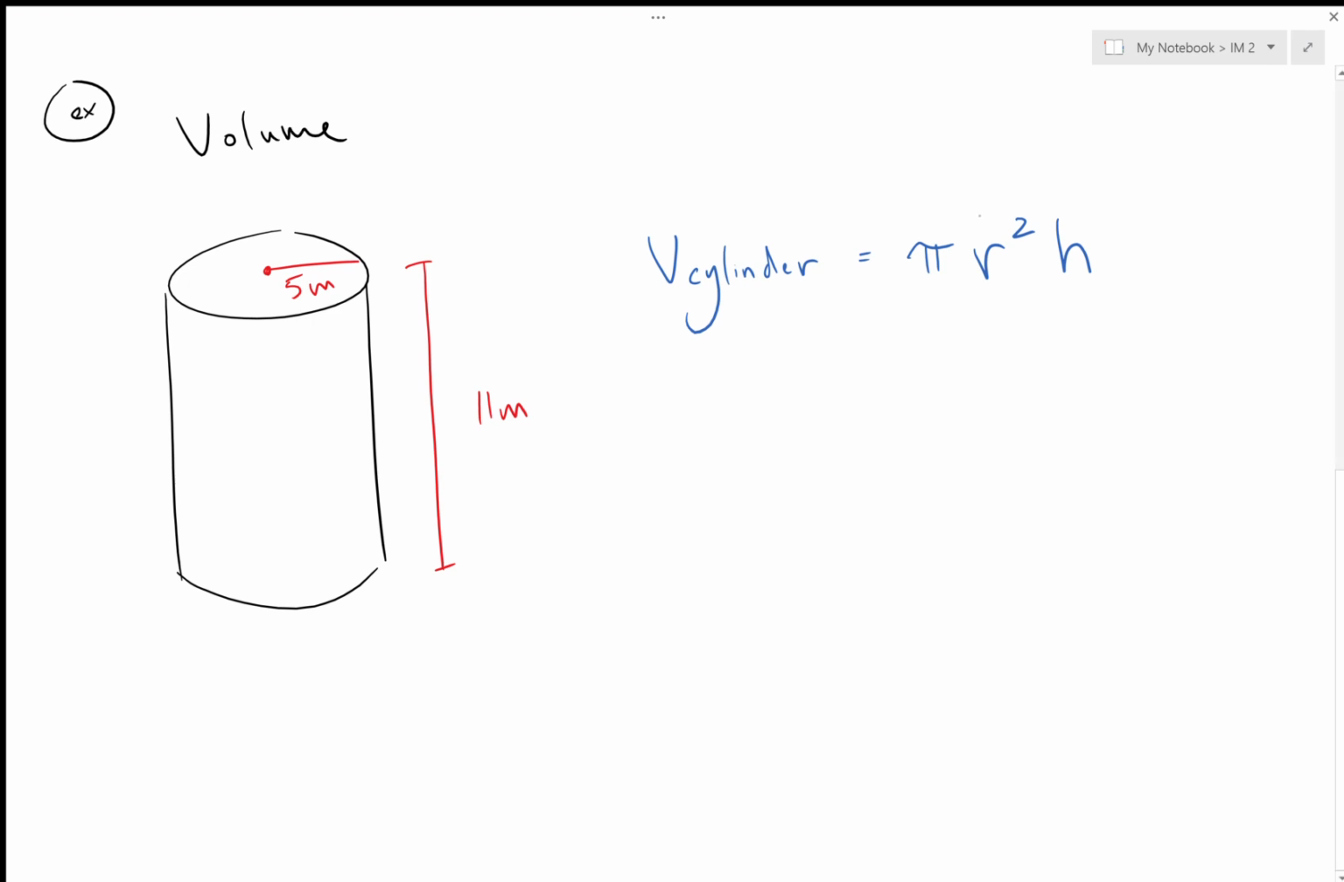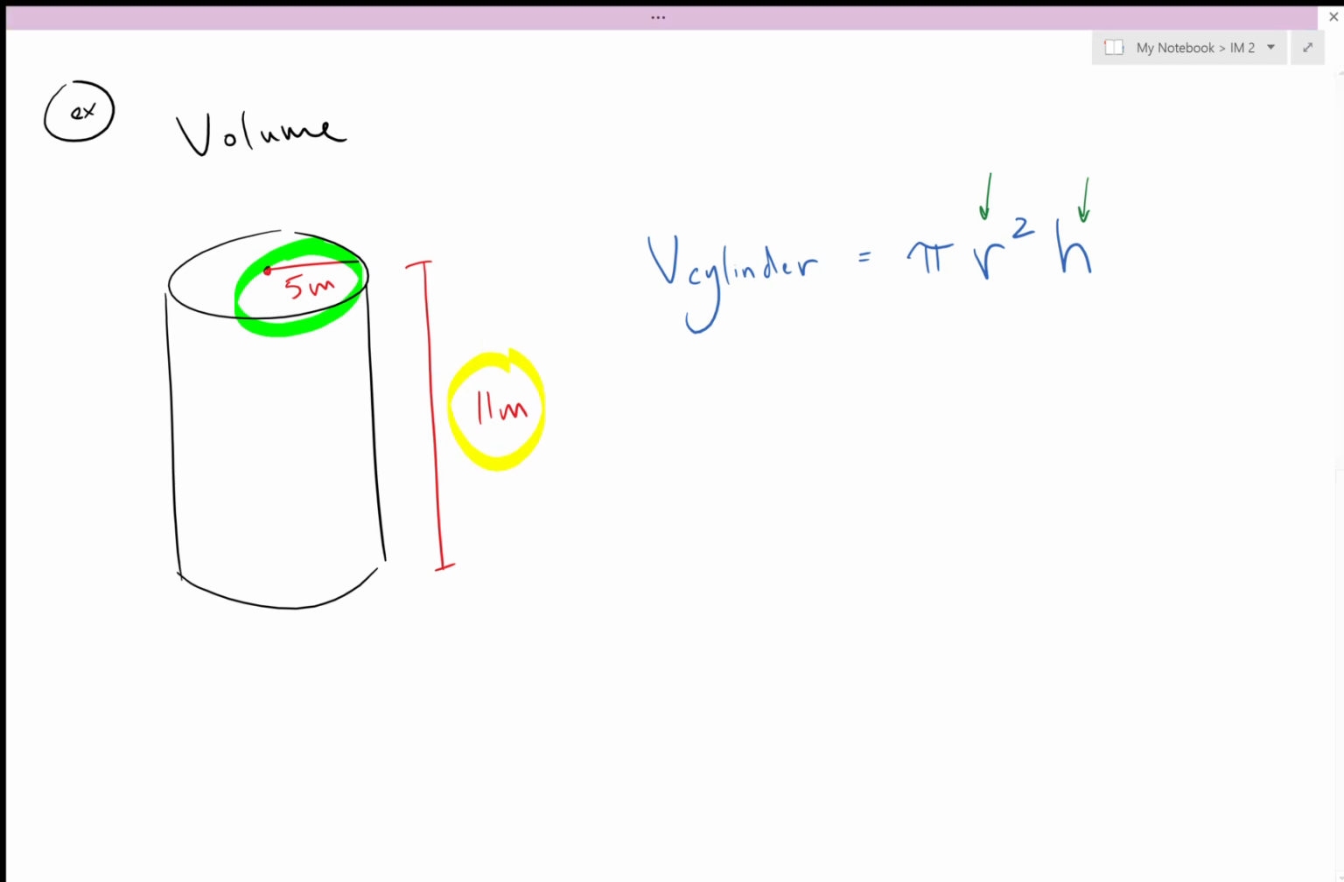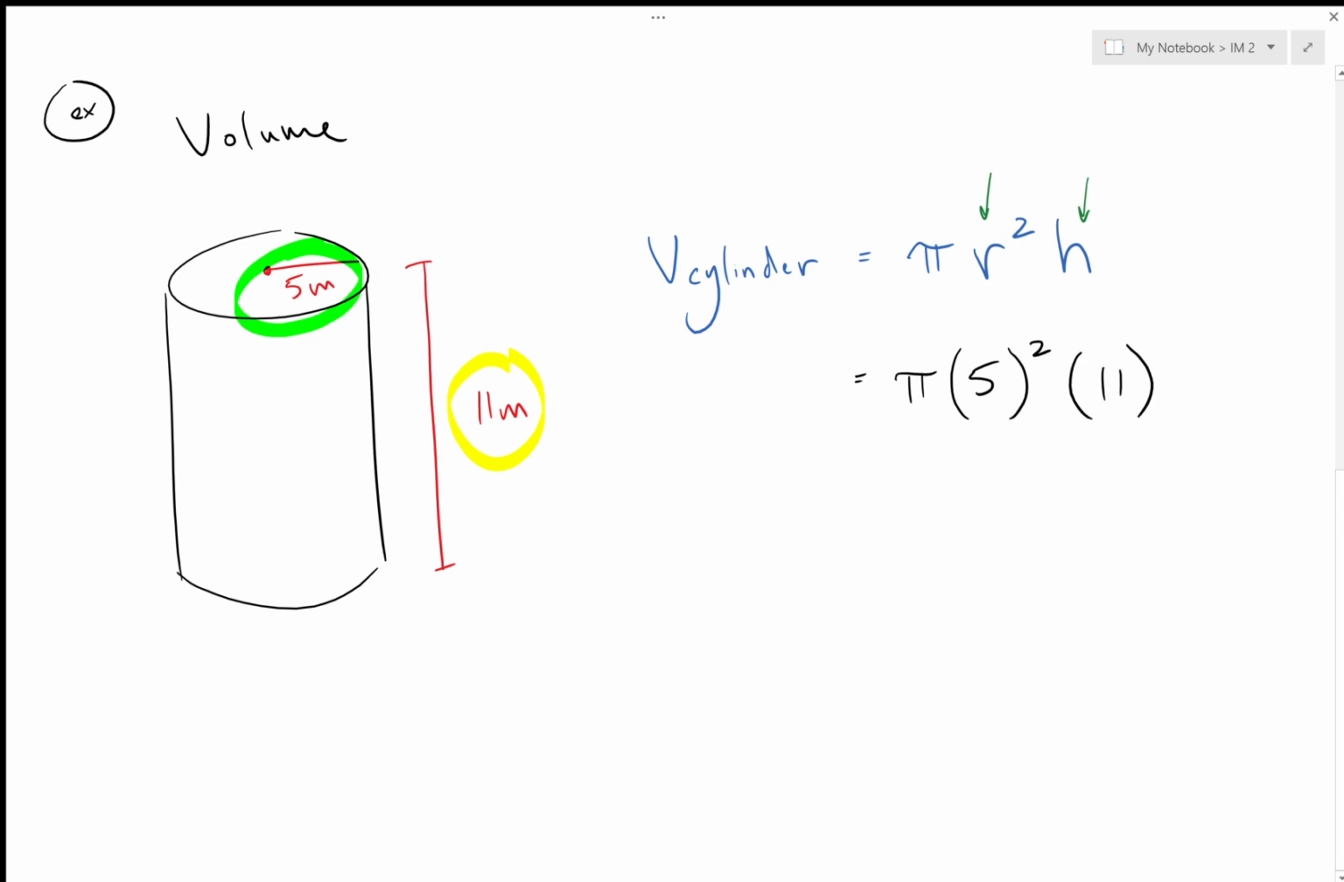Do they give us the radius? Yes, the radius is 5. Do they give us the height? Yes, they do. That height is 11 meters. So we have everything we need. Let's just plug it in. So pi is just pi. The radius is 5, but we need to square that and then multiply it by 11. So all these numbers are going to get multiplied together eventually. I'll do the exponent first. So we have pi 25, because 5 squared is 25, and then 11 here.